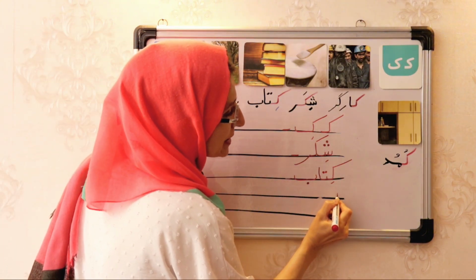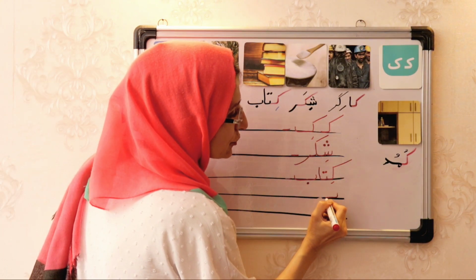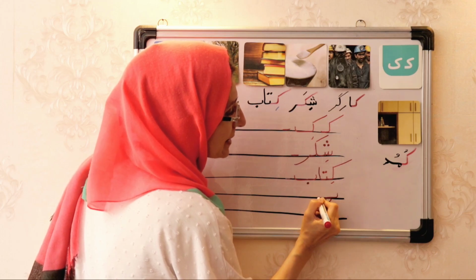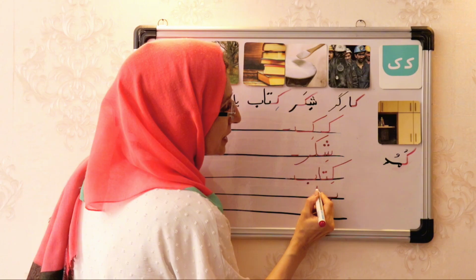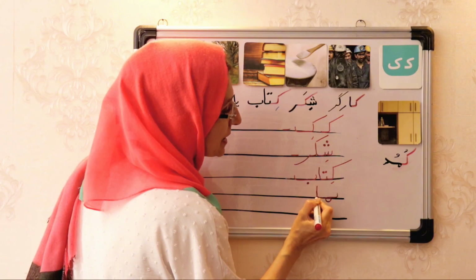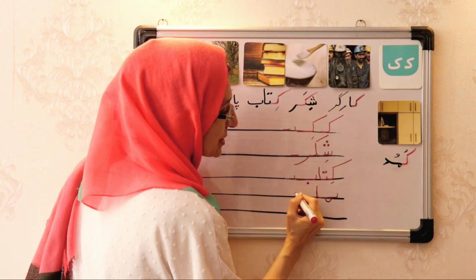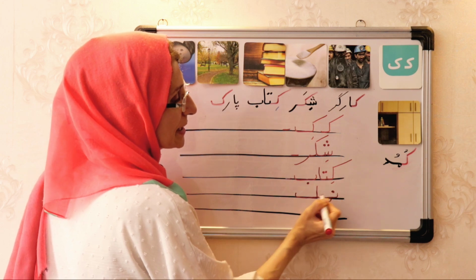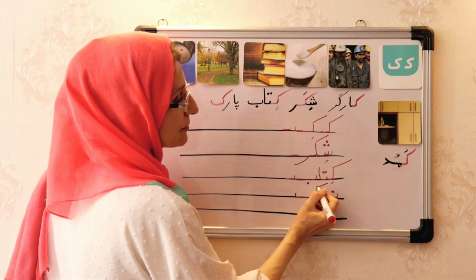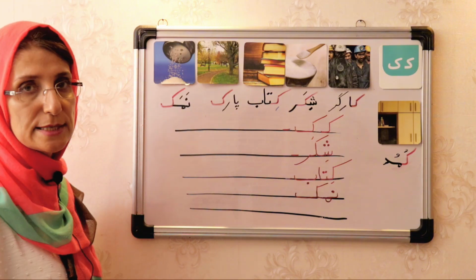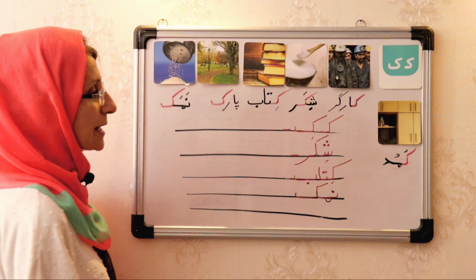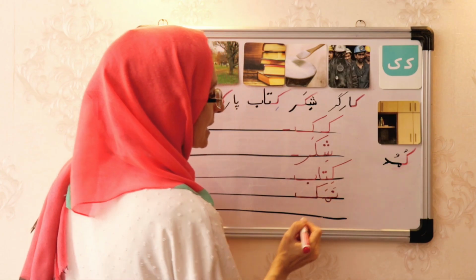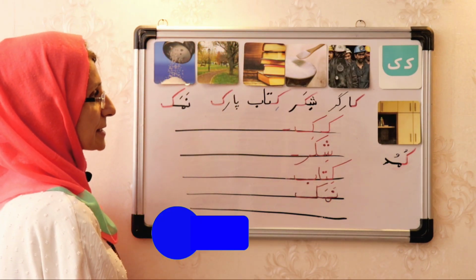نمک. Write the ne sound, go to left, return back, write me, then go up, return bottom, continue and write ke آخر. Then the dot for ne sound and the line for ke. نمک.